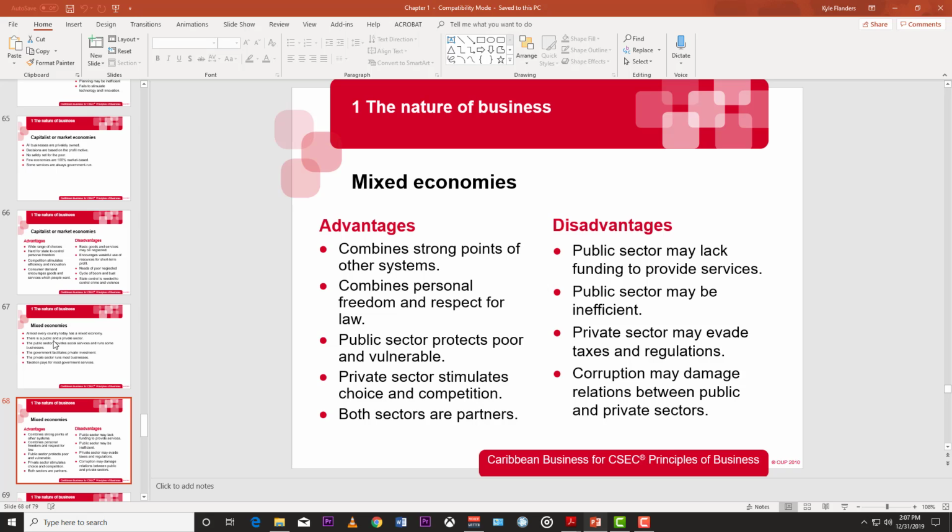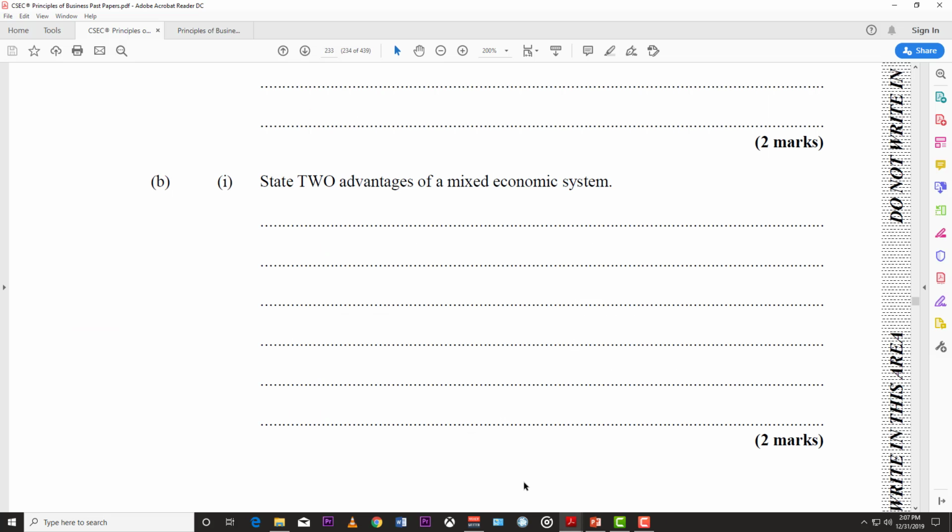So because it has both private and public sector, everything is not just about money. So the government actually helps to protect the poor. So that's one key advantage there. Also, the private sector stimulates choice and competition. Because of the freedom that the private sector has, you have a lot of competition, and therefore a lot of choices within that economy. And both sectors are partners. So those are some advantages of the mixed economic system based on this question right here.